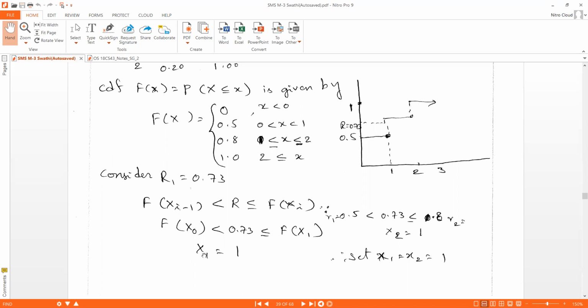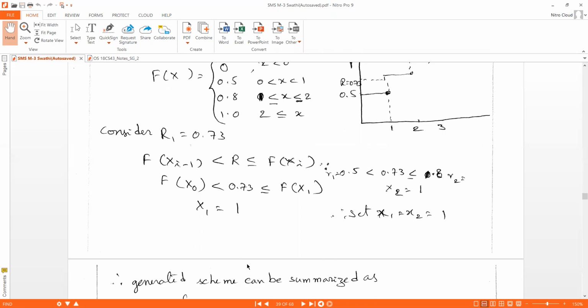Okay, so x1 we will get x1 is equal to 1. And here you can see this is less than 0.5, less than 0.73, less than or equal to 0.8. Now x2 is equal to 1. So set x1 is equal to x2. So we will set x1 is equal to 1 here.